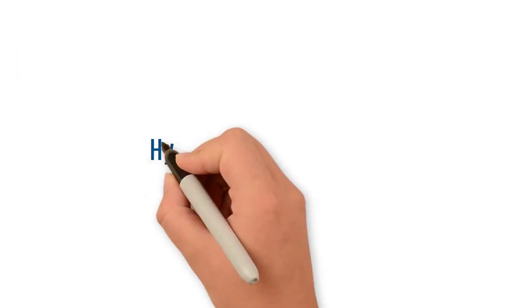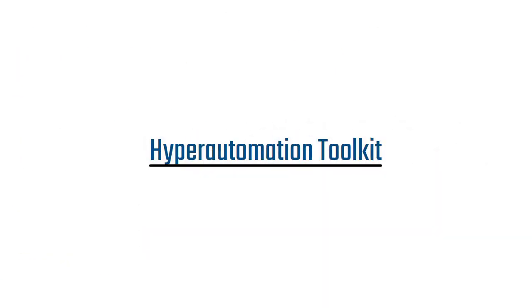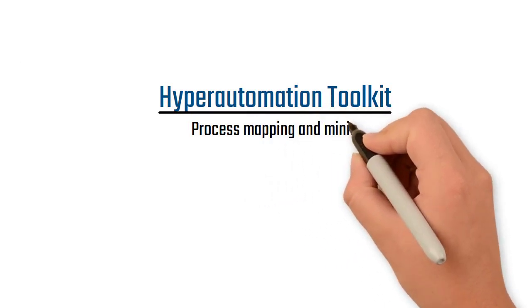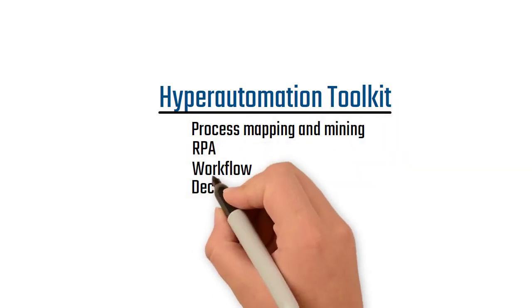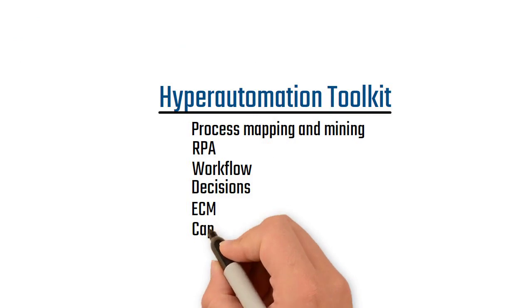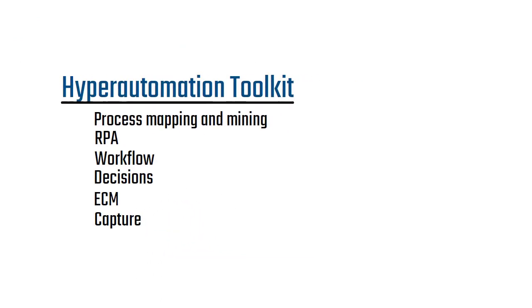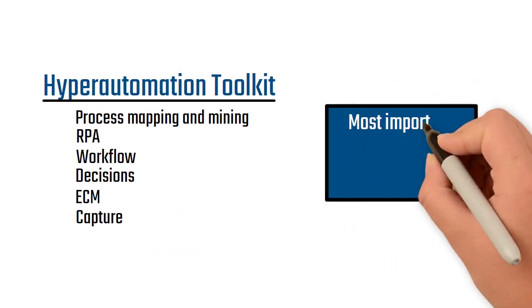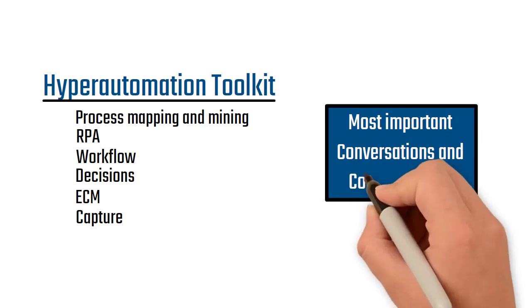There you have it. The 7 tools in the hyperautomation toolkit: process mapping and mining, RPA, workflow, decisions, ECM, and Capture. Next, let's talk about some of the most important conversations and considerations to be had in this space.